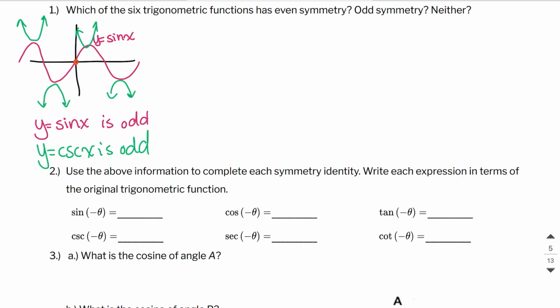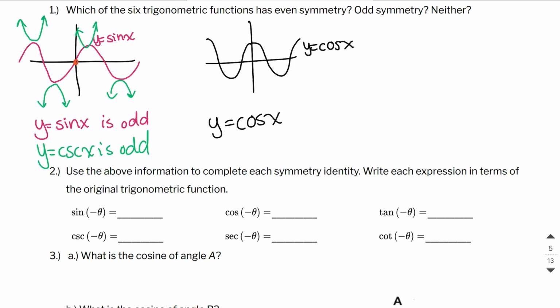Okay, so now let's talk about cosine of x. So for cosine of x right here, remember cosine of x starts at the max and then it goes around like this right here. So this is y equals cosine of x. And that means that y equals cosine of x, if you take a look at it, it's not odd because it doesn't have rotational symmetry. I can't take this and rotate it around and have it look identical, right? Because then it would actually look like this if it had rotational symmetry, like that, okay?